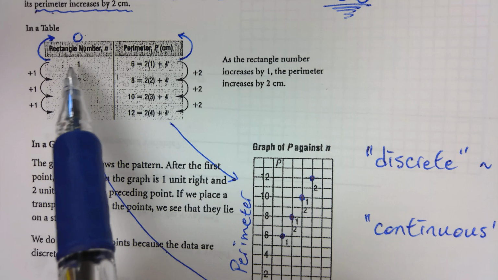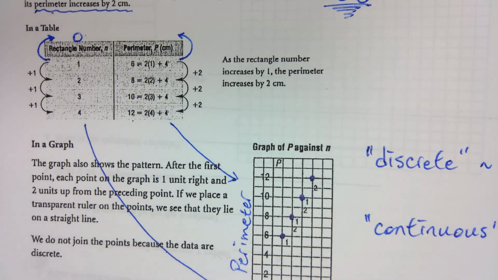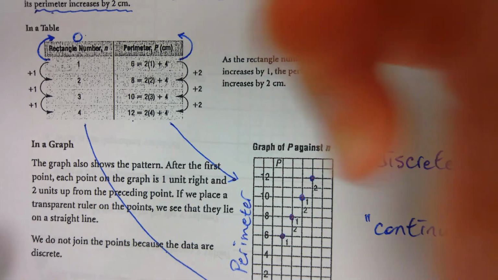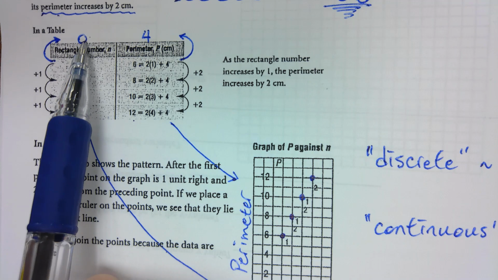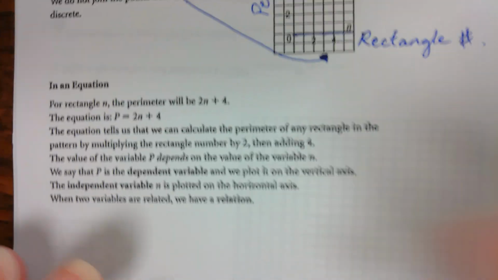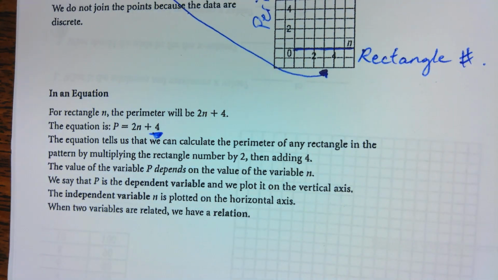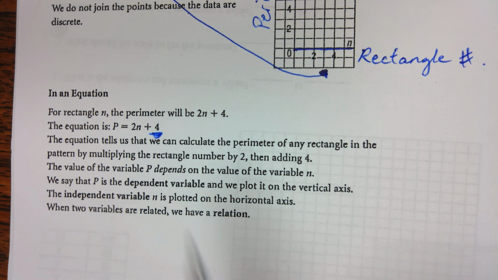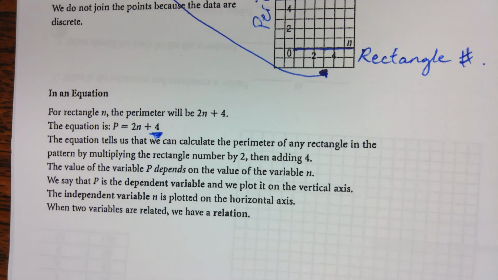Okay, here is 6, 8, 10, 12. If I move back 1 row, Kaden? 4. That's it. So at rectangle 0, the perimeter is 4. And so in the equation, that's where you see the 4. That's like your startup fee, what we worked on yesterday. That's your initial value. So your initial value is 4 right here.